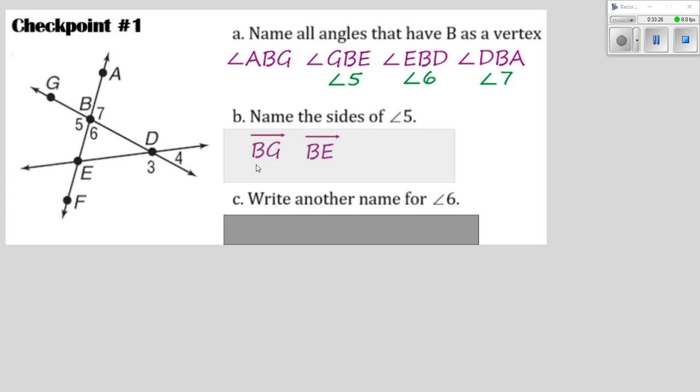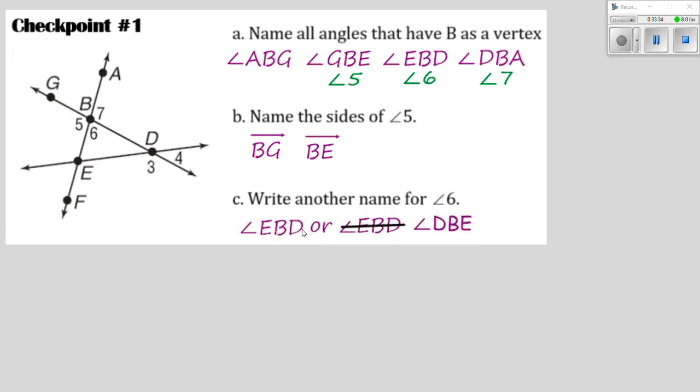Name a side for angle 5, ray BG and ray BE. And another name for angle 6, angle EBD, or you could have had it DBE. Either way is fine as long as that B is at the center, because that's where 6 is, that's the vertex.